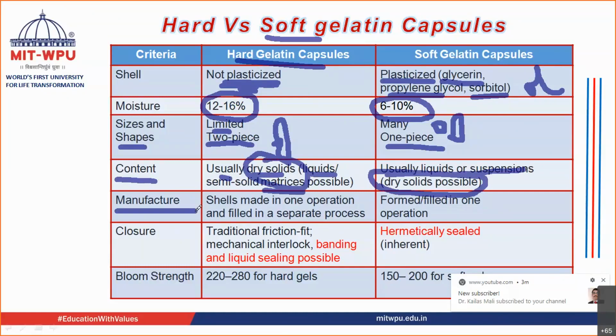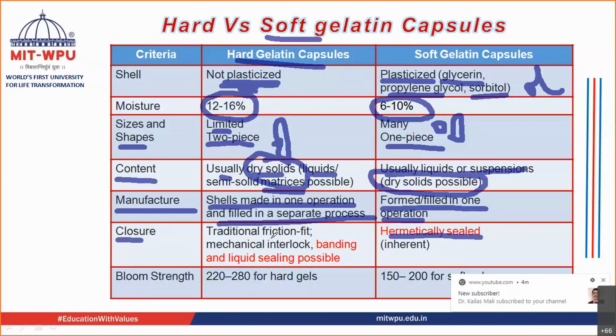If you take the manufacturing procedure, as I've told you earlier, here shells are made in one operation and filling is a different process, and sealing is the third process. Over here, the capsules are formed, filled and sealed in just one operation. So how is the sealing? It is hermetically sealed, right? And how is the closure over here?